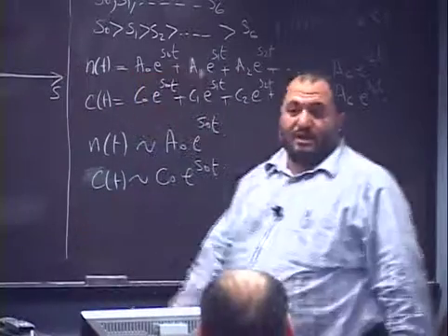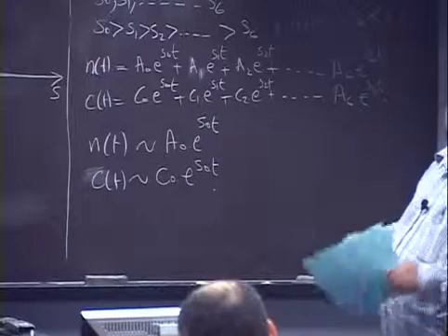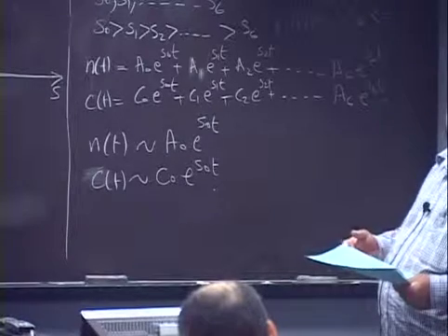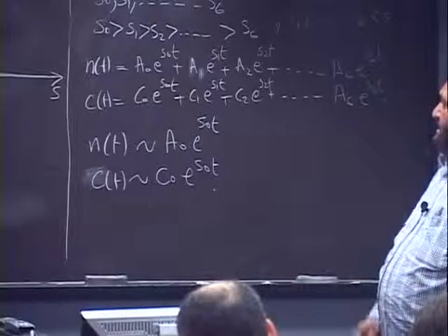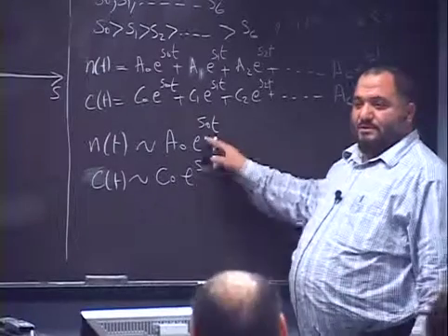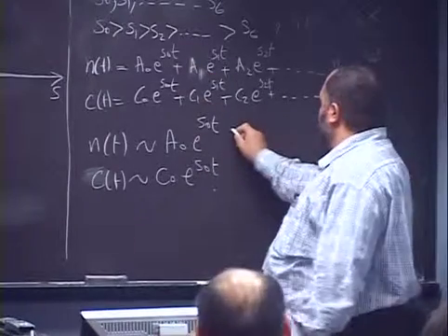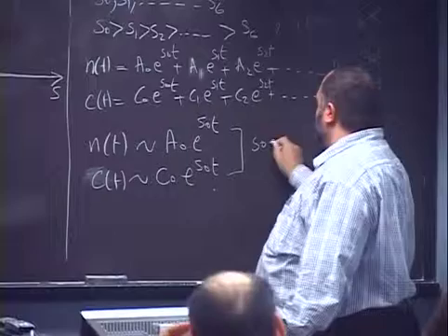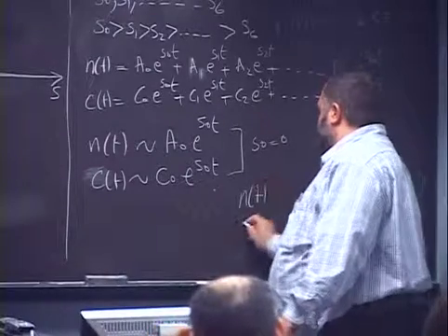So this will be what I just told you 2 minutes ago, that the neutron population with a critical reactor will depend on S naught. But what's the S naught? S naught is equal to 0. So what's N of t and C of t?